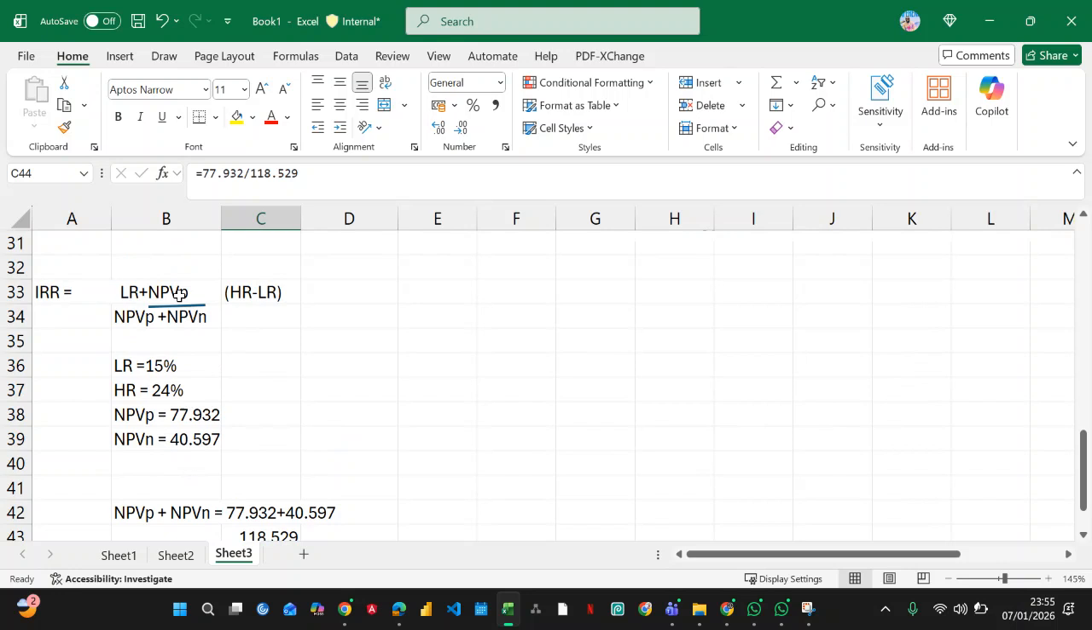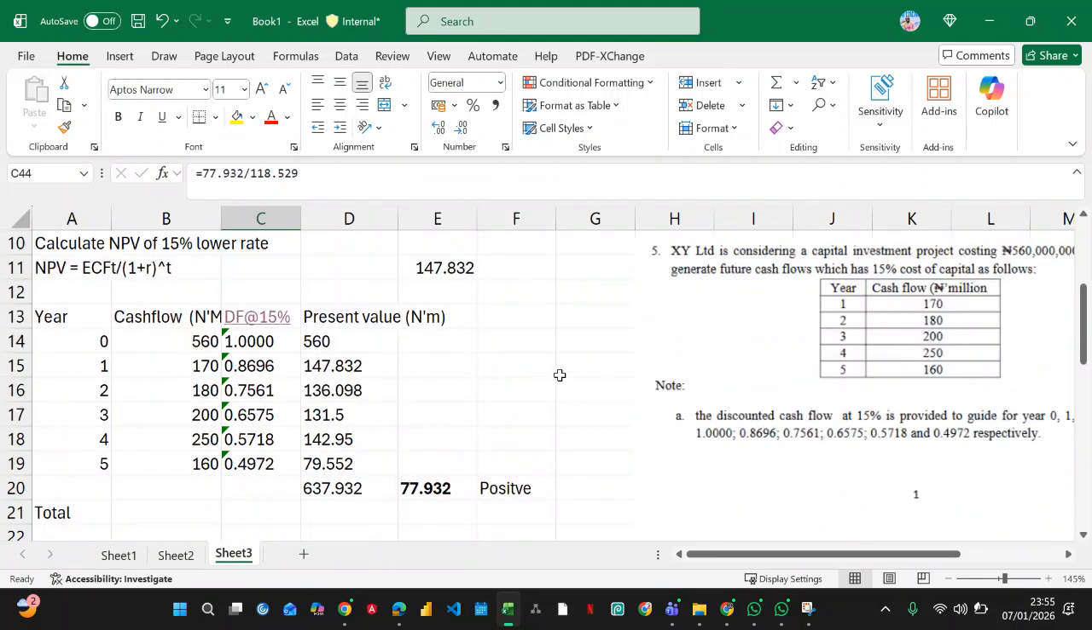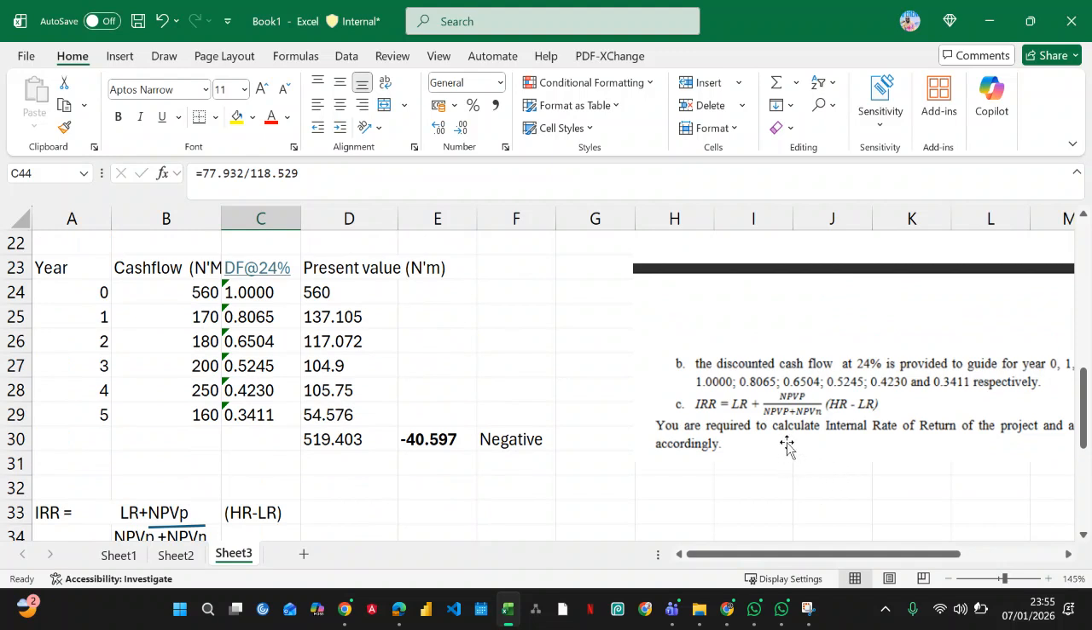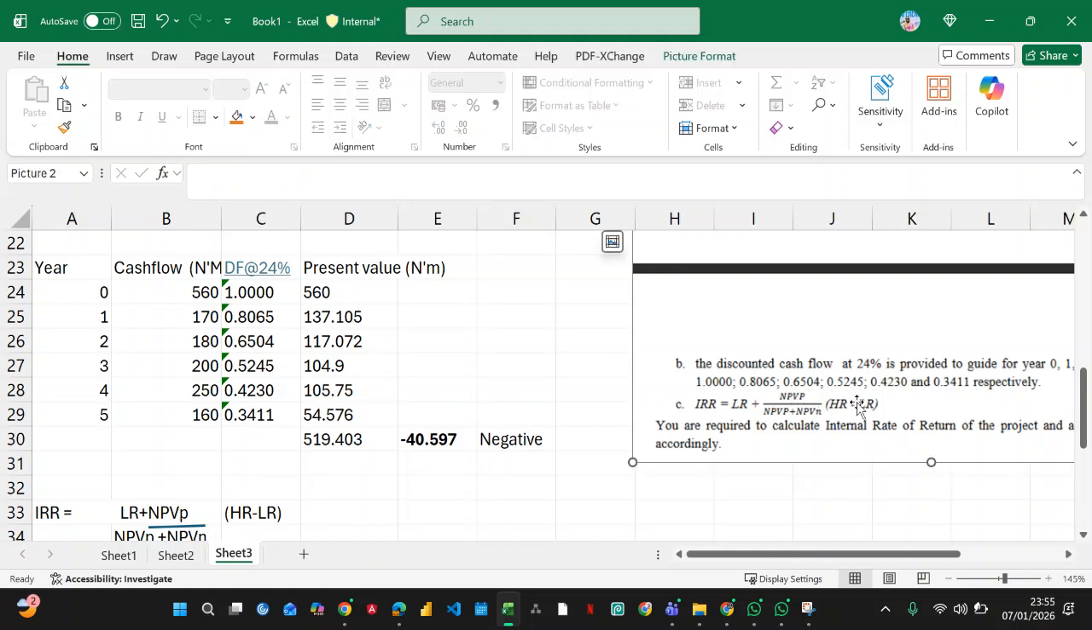So since we now have this value, what is remaining here? We have HR minus LR. So we need to multiply by that too.